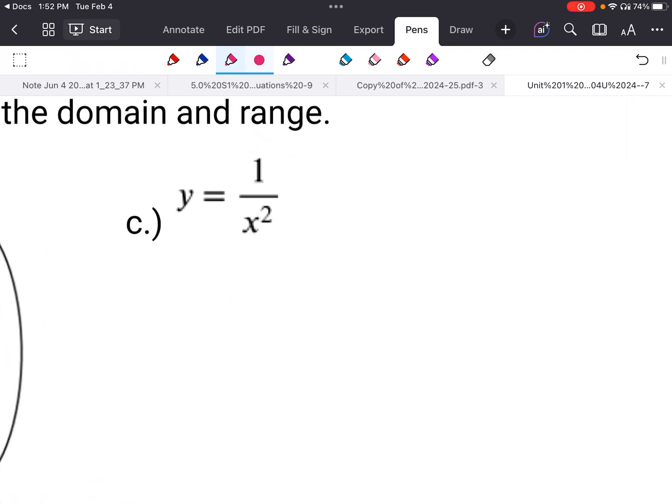Okay, this last one. y equals 1 over x squared. So this is a rational. And a rational function is a function. So we learn a little bit about rational functions.